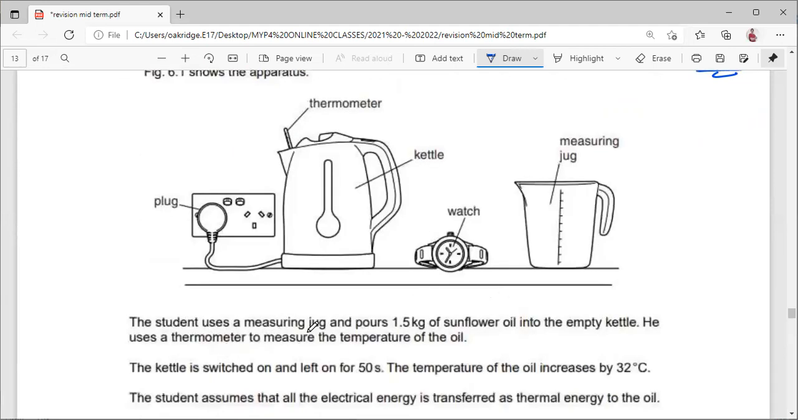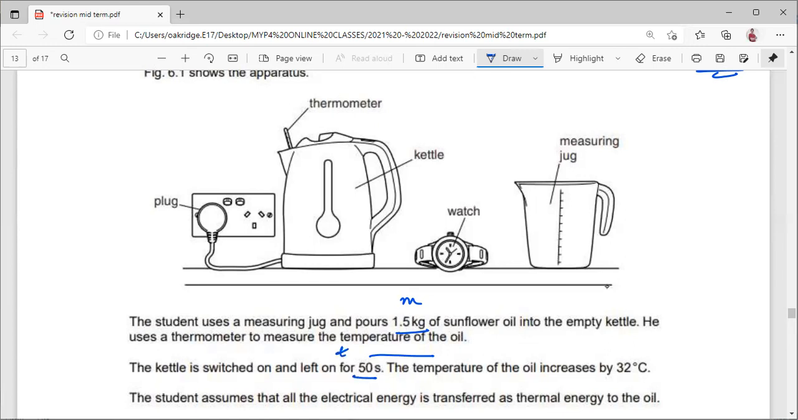The student uses a measuring jar and pours 1.5 kg of sunflower oil into an empty kettle. 1.5 kg mass is given to you. Then he uses a thermometer to measure the temperature of the oil, without plugging it into the socket. Initially, we are measuring this. The kettle is switched on and left for a time, which is given here as 50 seconds.